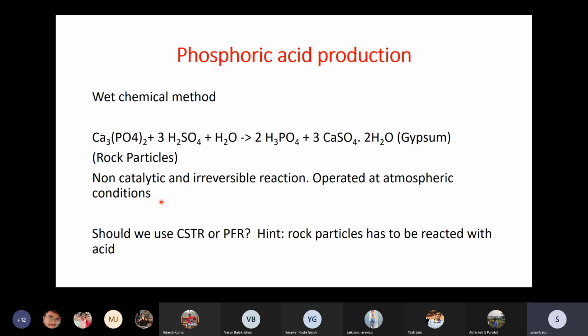I already showed you this reaction earlier. The phosphate rock reacts with sulfuric acid and water and produces H3PO4 and gypsum.